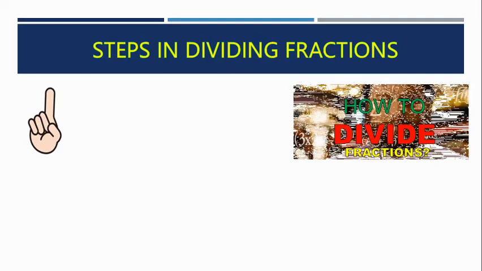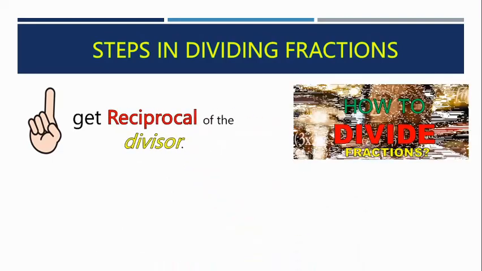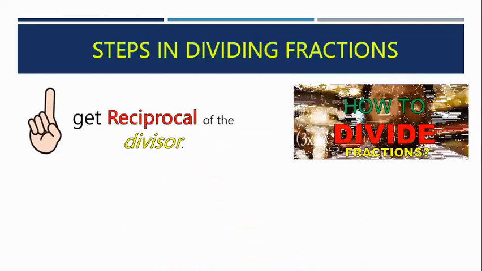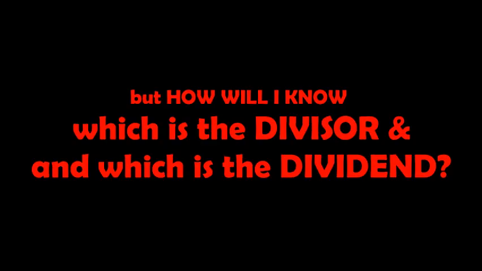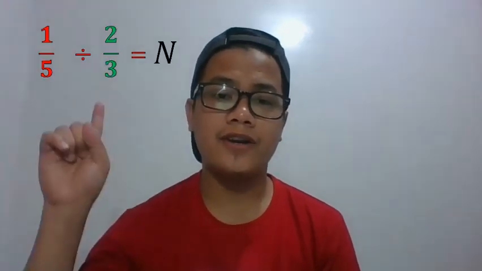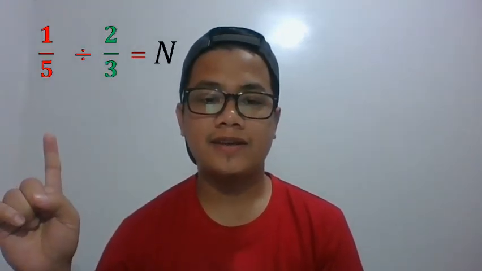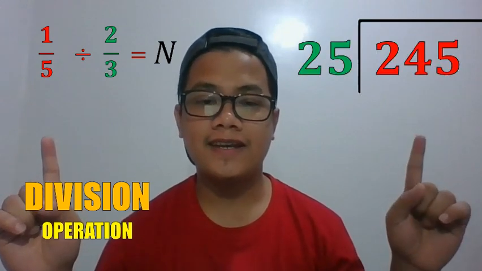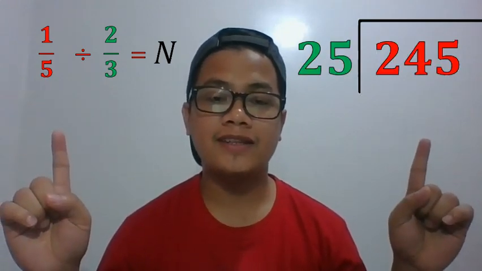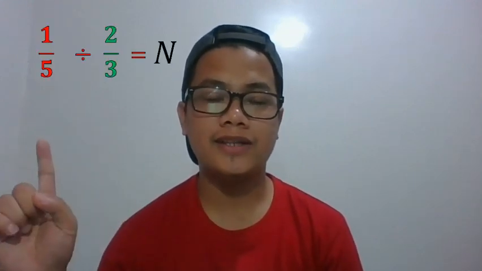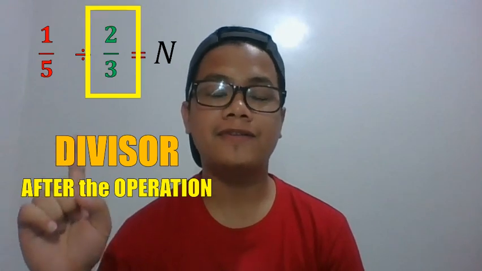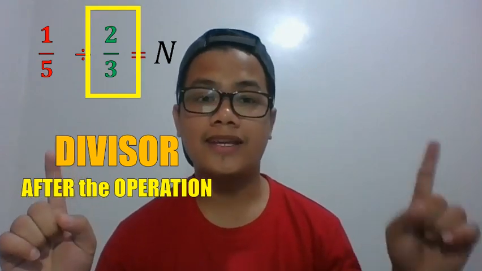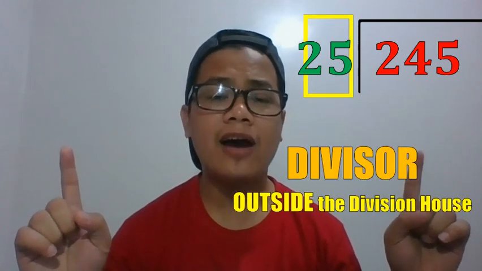Okay, step one is to get the reciprocal of the divisor. Again, the divisor, not the dividend. We could actually write a division equation in two ways. First, this way, using the division operation. And second is by writing it using the division house. Take note that in a division equation, for this one, the divisor is the number after the division operation, while for this one, the divisor is the number outside the division house.